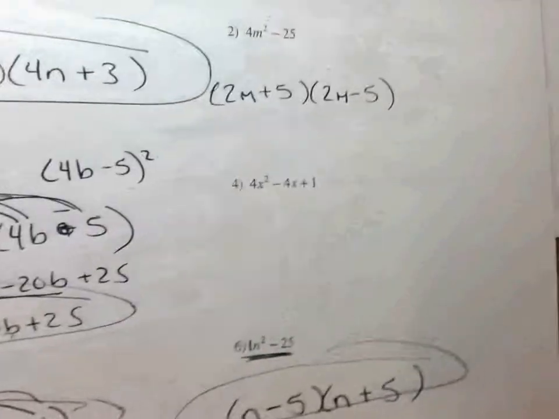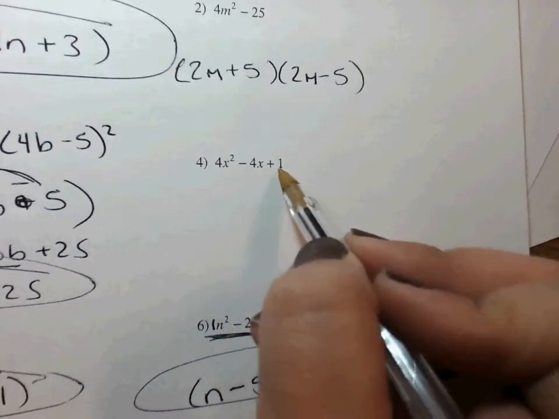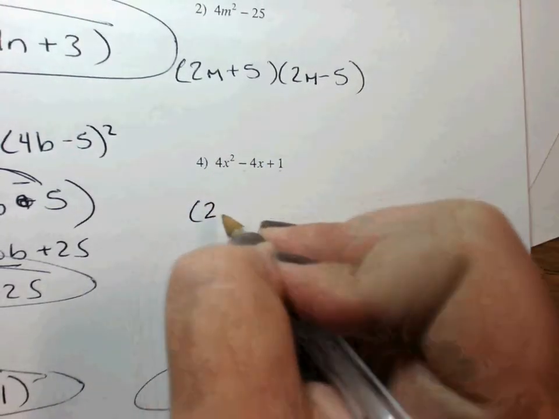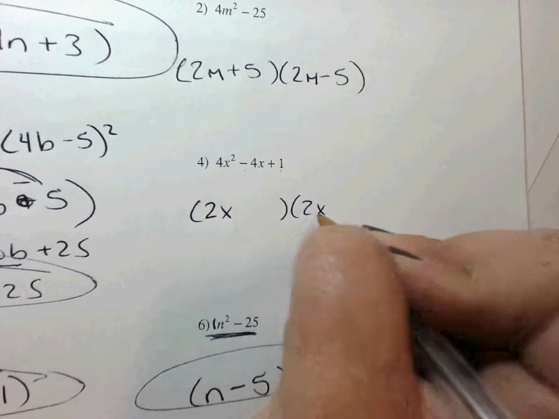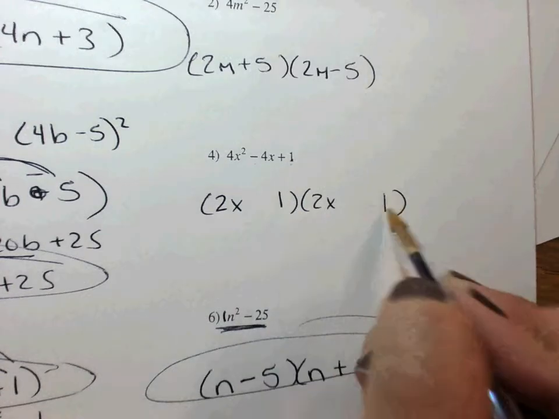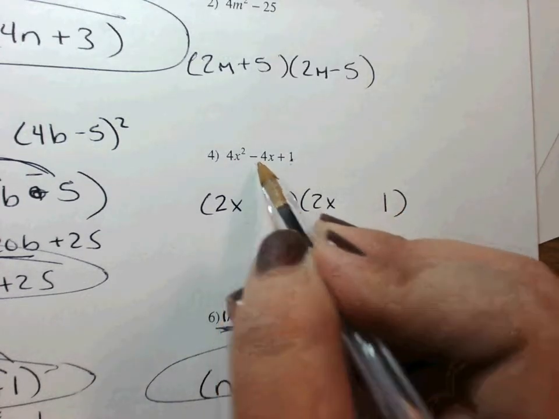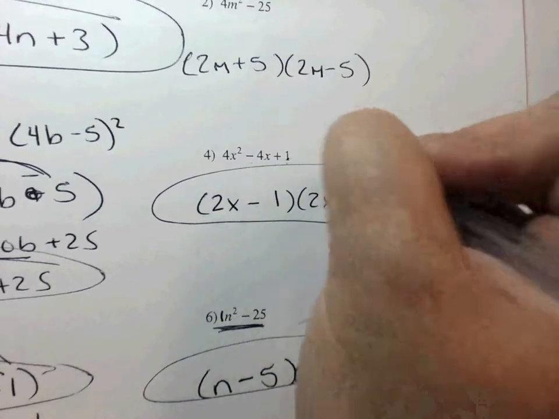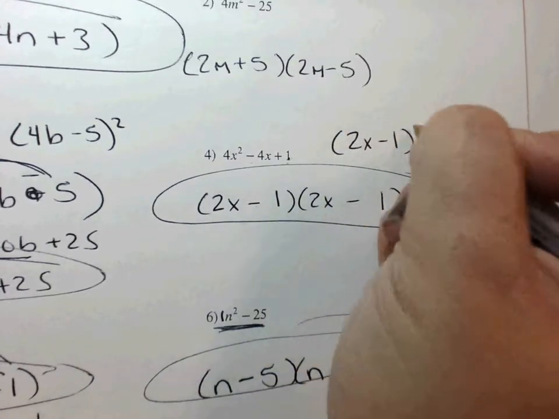So let's do another one. So here we have a positive 1 at the end, we have a negative in the middle. The square root of 4 is 2. The square root of 1 is 1. The middle number is negative, so you need to put a negative here and here. So it's this. This is the answer you're going to see on the star.